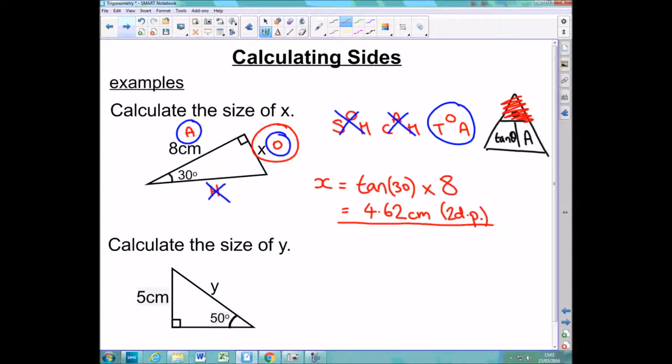Okay, I've got another example down the bottom here, just to run through it again. So my first step, I need to label my triangle. So I've got my hypotenuse at the top here, my 5 centimeters is an opposite, and this length down the bottom is my adjacent. I'm going to write out that phrase, SOHCAHTOA.